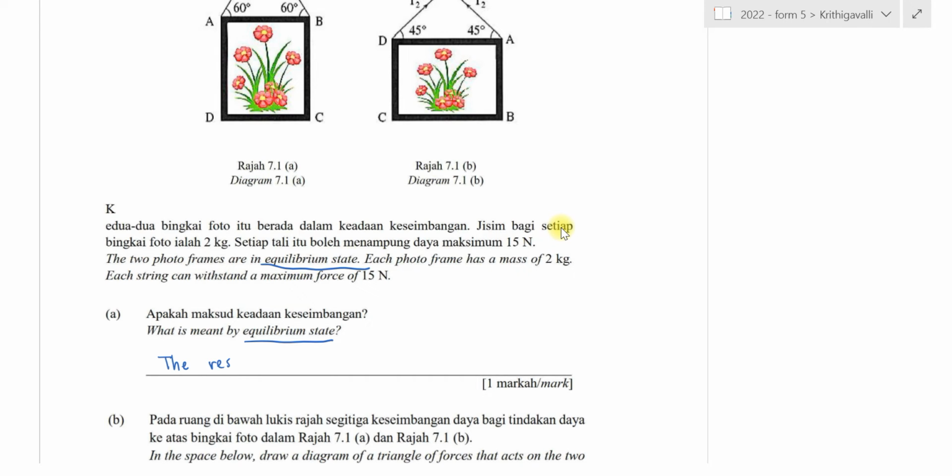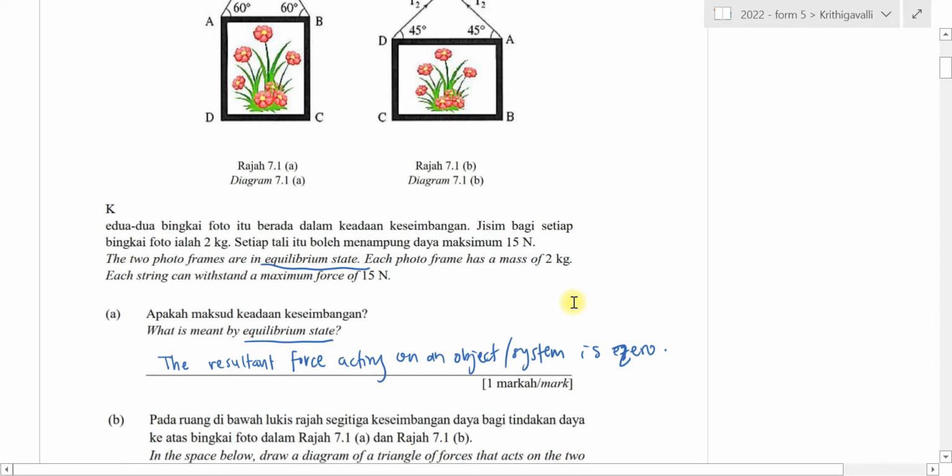The resultant force acting on an object or system is 0. Okay, that is what equilibrium state is meant by, right?